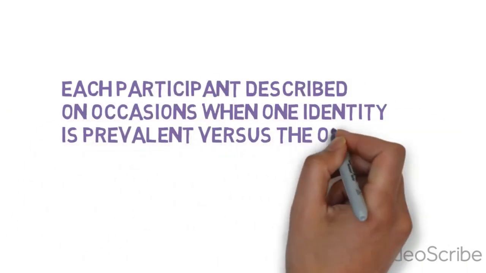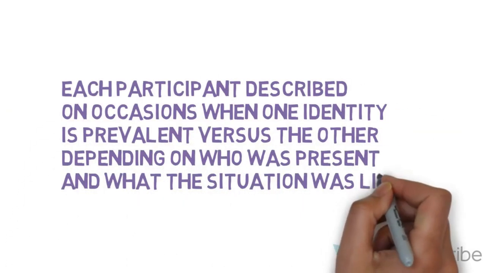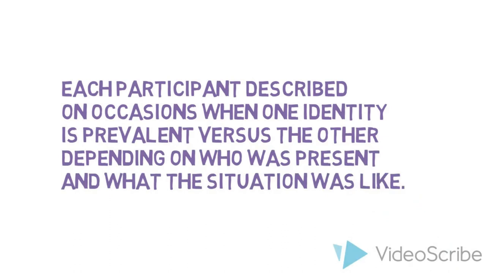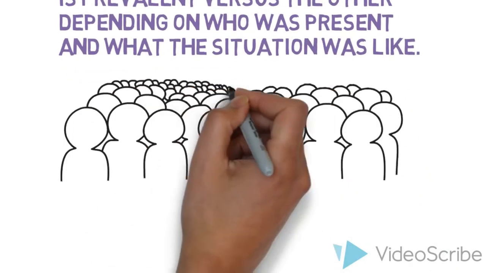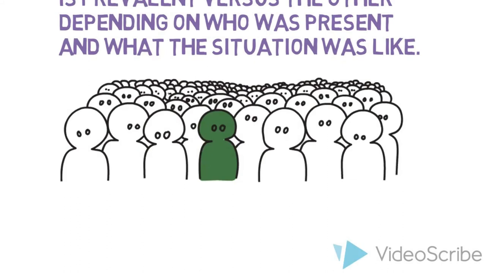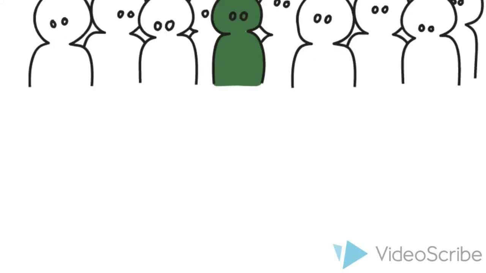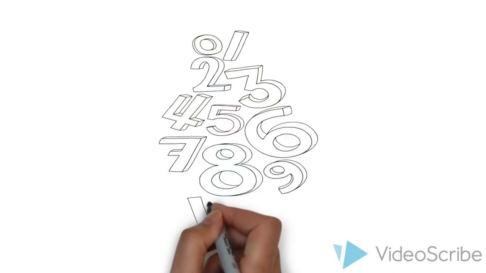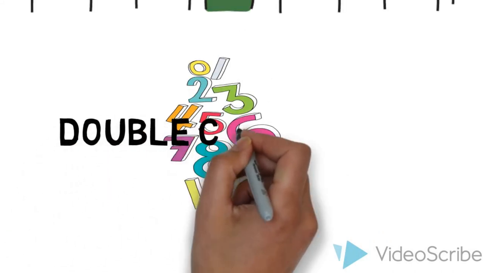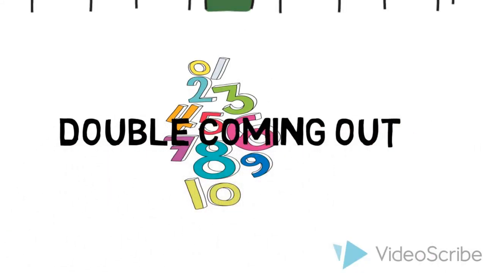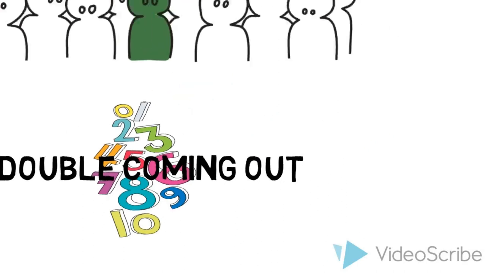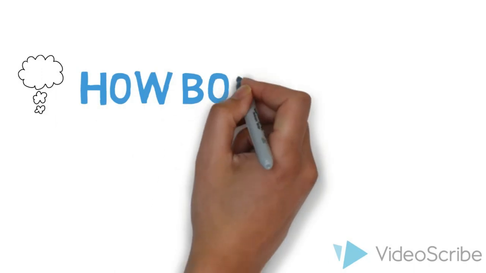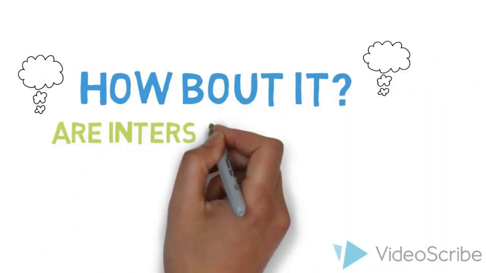Now, each participant described on occasions that one of their identities was more prevalent versus the other, which meant that who you are and who they were allowed to be depended on the people around them. This introduces the idea of even double coming out, which means that not just your LGBTQ identity, but all your identities get questioned. So, well, how about it?